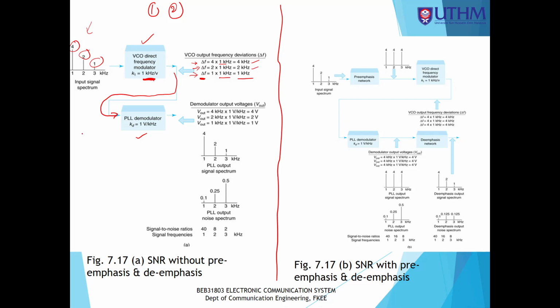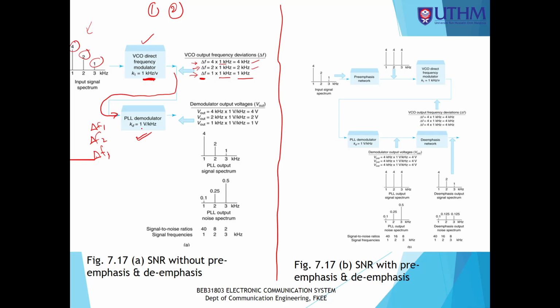Okay, so we have 3 delta F: delta F1, delta F2, delta F3. Remember, question number 1 and question number 2 are without pre-emphasis and de-emphasis, so we want to compare later. Then at the phase locked loop, since we have delta F1, delta F2, delta F3, we want to produce V out.